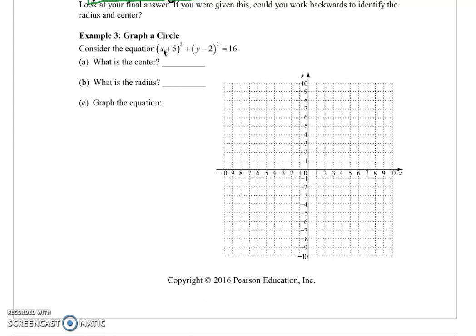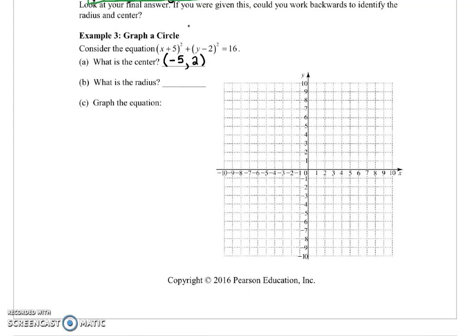So if we look at the equation, x plus 5 squared plus y minus 2 squared equals 16, the first thing we need to do is write the center. The center is always the numbers in the parentheses, but with the opposite sign. So since we have x plus 5, the x-coordinate of the center is minus 5. And since we have y minus 2, the y-coordinate is plus 2. So the coordinates of our center are negative 5, 2.